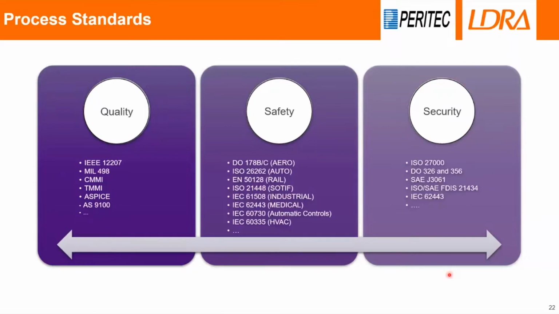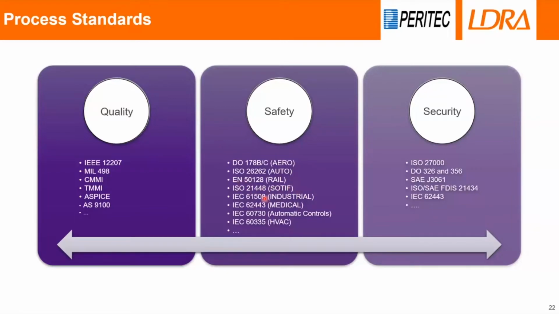So if you look at the process standards, there are process guidelines available for improving the quality of the product. For example, IEEE 12207, which talks about the lifecycle requirements for developing a software product. There is MIL-498 standard, CMMI standard, TMMI, ASPICE for the automotive, AS9100 for the aerospace industry. And if you very specifically look at the safety related application development, we have the DO-178B or C for aerospace software, the ISO 26262 standard for the automotive software, and EN 50128 for the rail. And safety of the intended functions for autonomous cars is defined by ISO 21448.